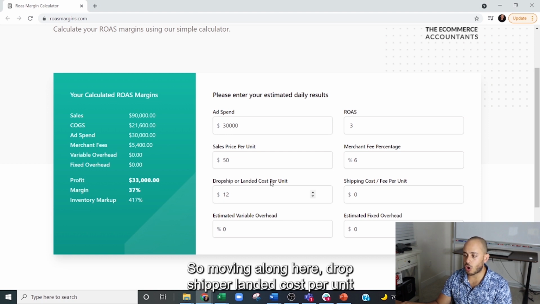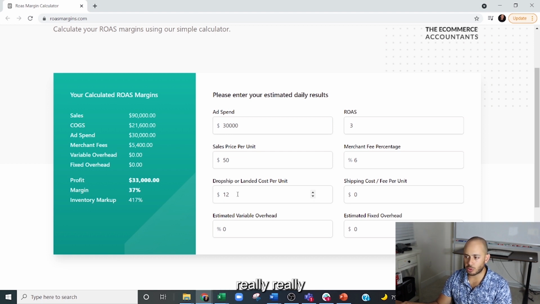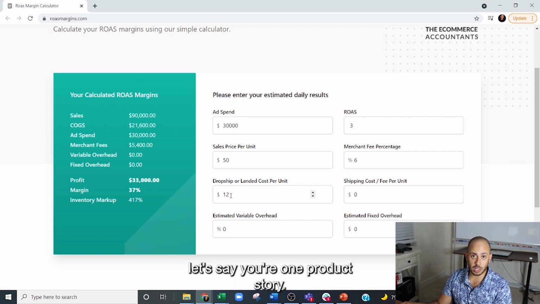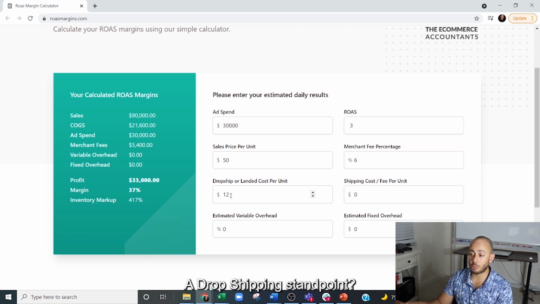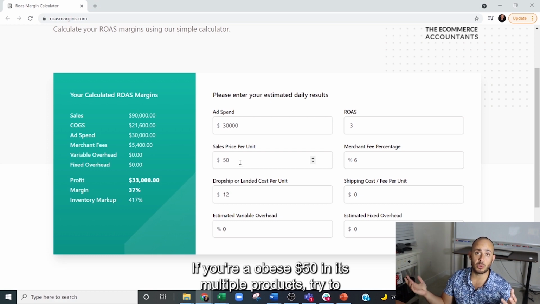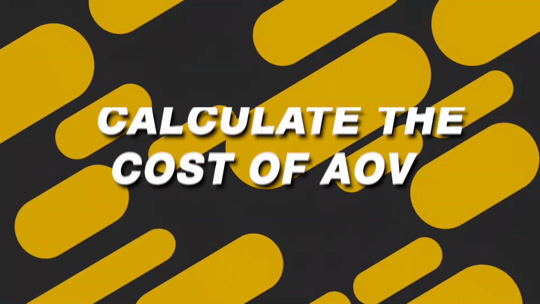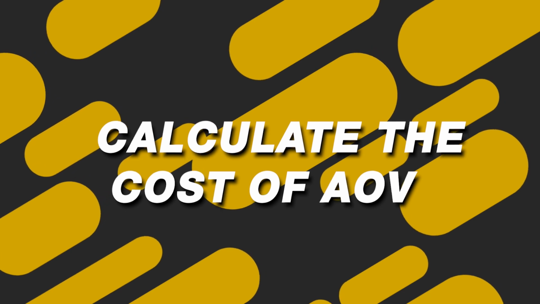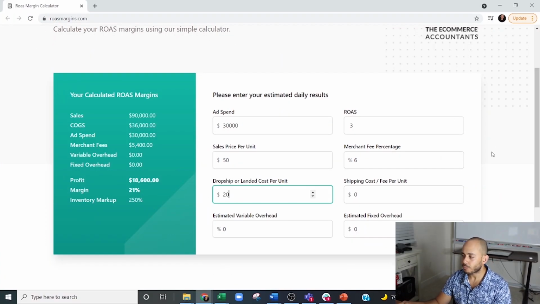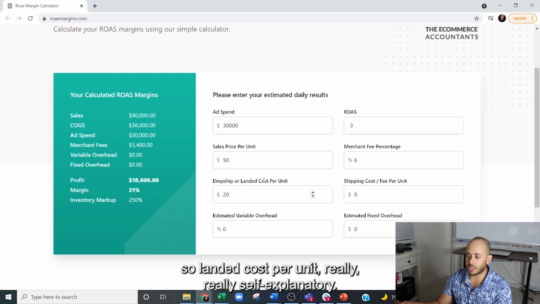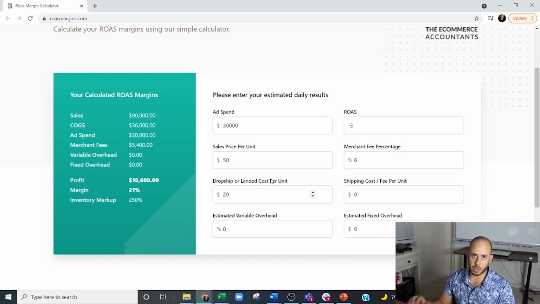So moving along here, dropship or landed cost per unit, really straightforward. If you're a dropshipper, for your AOV, let's say you're a one product store, you sell 1 unit per order, what does that 1 unit cost from a dropshipping standpoint? If your AOV is $50 and it's multiple products, try to calculate what the cost is on your average order value, right? So let's just say it's 20 bucks here. Okay, so landed cost per unit, really self-explanatory.